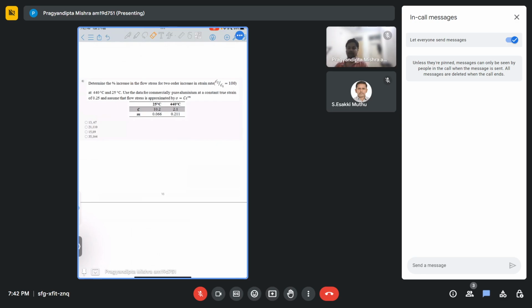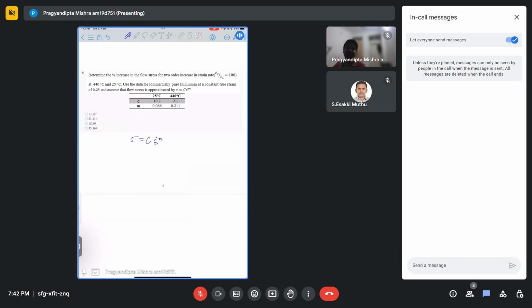Okay. So we can write that since the material follows this behavior, sigma is equal to C into epsilon dot to the power m. Since the material follows this behavior, we can write sigma 1 is equal to 10.2, right?